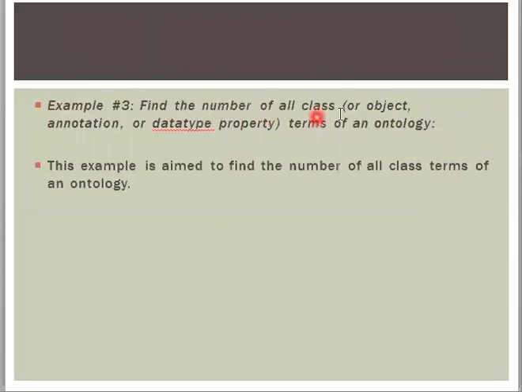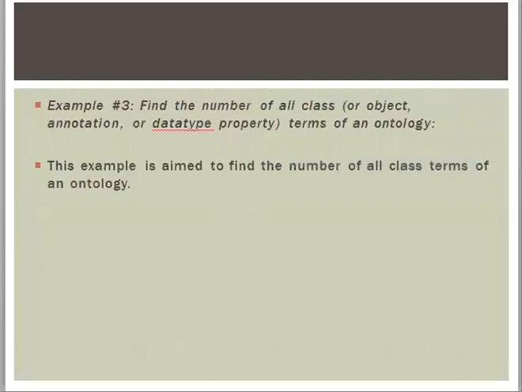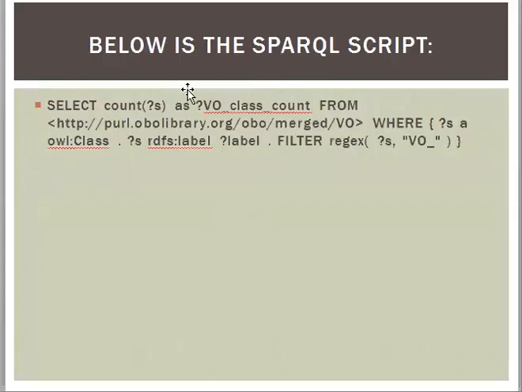Example 3, find the number of all classes. Here we have to find the number for all the classes, like object properties, data properties. So in that we again need to make a data sample. This example is aimed to find the number of all class terms of an ontology, where we need to find how many classes in terms of ontology are there. So below is the script.